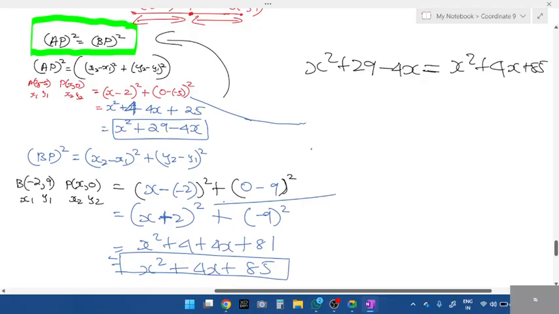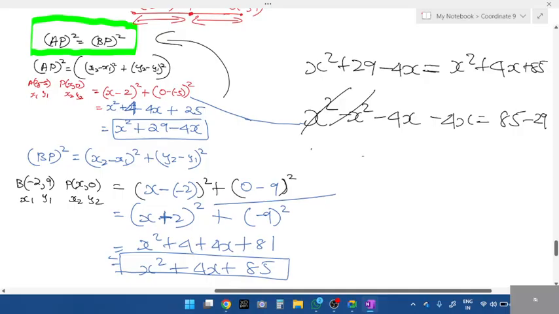Clear? So basically two equations. We are solving two questions together. It would take a lot of time, 5 to 10 minutes, because you are solving two questions. Arrange all the like terms. x square minus 4x minus 4x is equal to 85 minus 29. Is it clear, students? Did you understand?